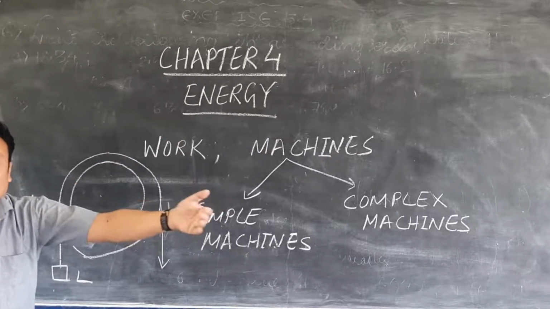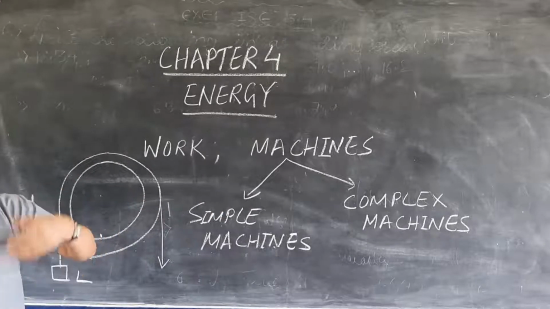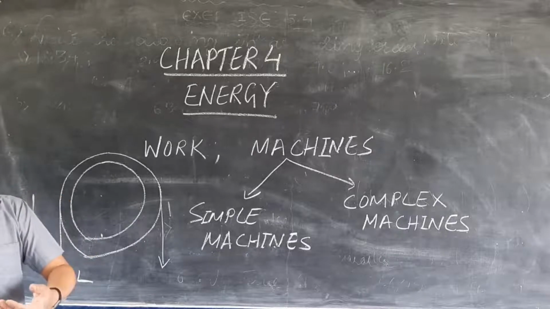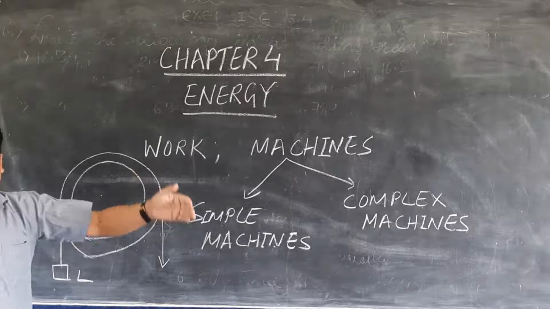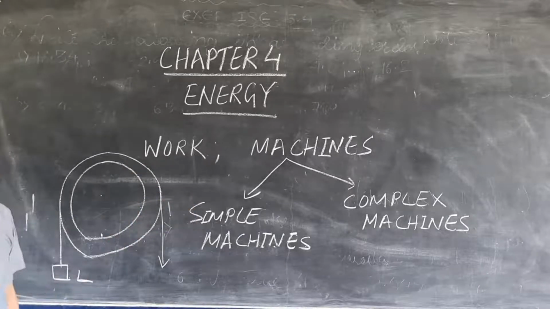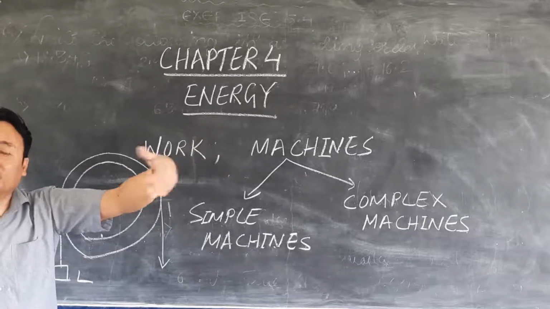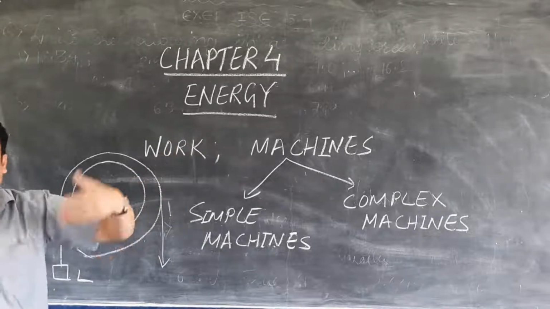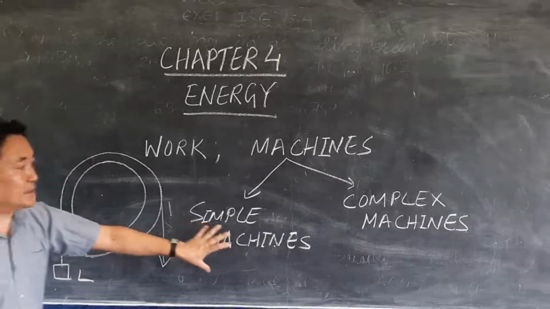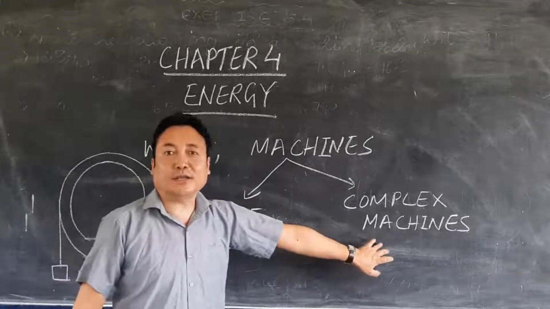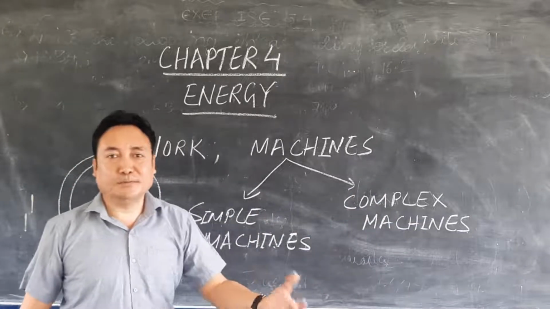Other devices like a scissor, knife, screwdriver, plier, hammer, axe, all these are simple machines. They will increase the force. That means by applying a small force, this machine will produce a larger force, and therefore the work done becomes easier as well as faster. So this is about the simple machine, and another one is the complex machine. Complex machines are combinations of two or more simple machines.